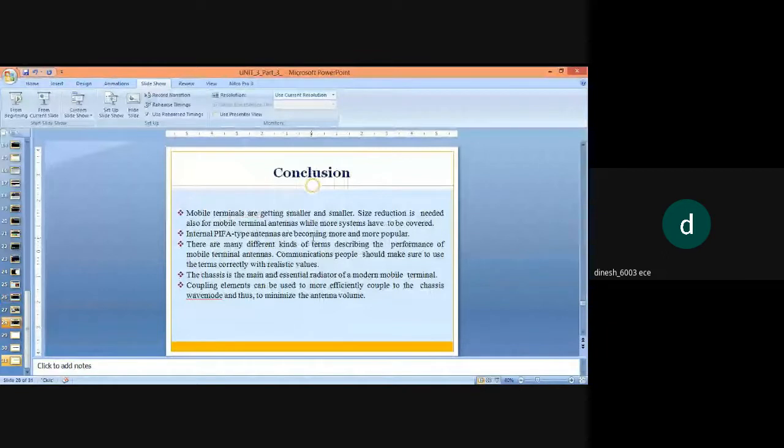The conclusion is that mobile terminals are getting smaller and smaller. Size reduction is needed also for mobile terminal antennas, which cover most of the area. So internal PIFA type antennas are becoming more and more popular nowadays. There are many different terms describing the performance of mobile terminal antennas, so the communication engineer should make sure to use the terms correctly with realistic values. The chassis is the main and essential radiator of a modern mobile terminal. So the coupling elements can be used to more efficiently couple to the chassis wave mode and thus minimize the antenna volume.